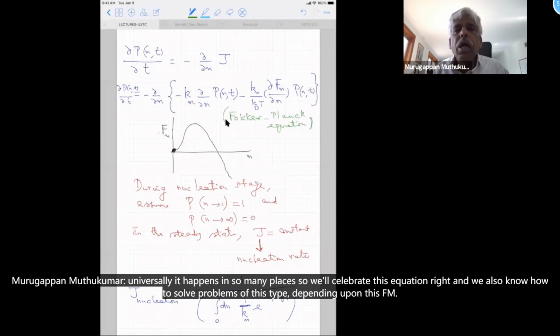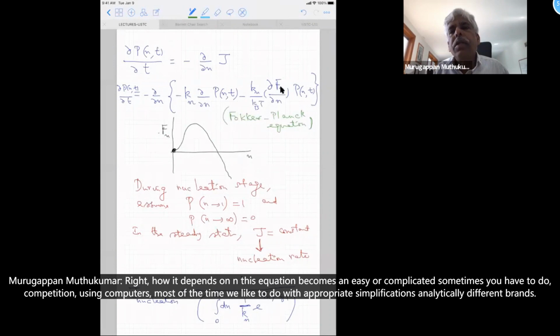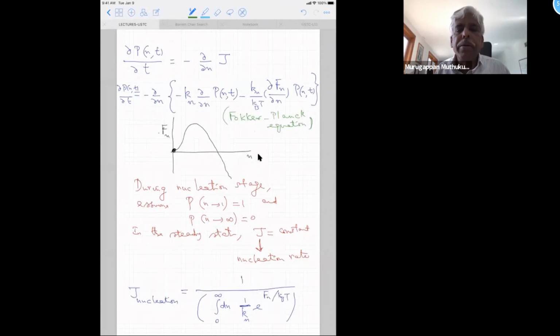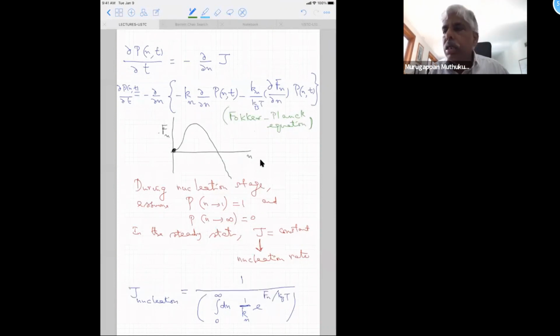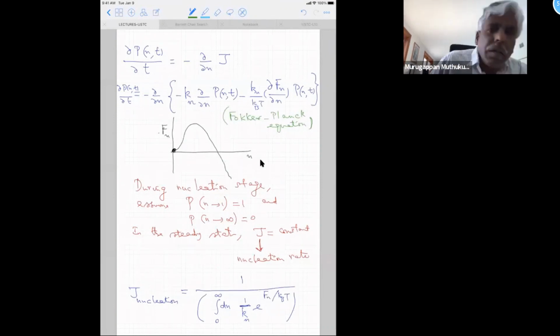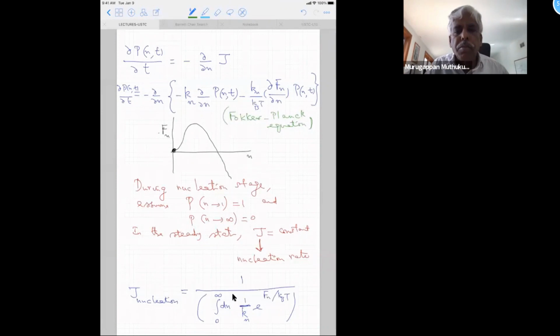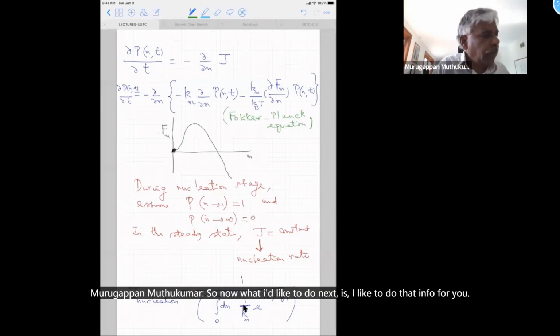We also know how to solve problems of this type, depending upon how this Fn depends upon n. This equation becomes either easy or complicated. Sometimes you have to do computation using computers. Most of the time, we like to do it with appropriate simplifications analytically, with paper and pencil. But in general, independent of the richness of Fn, what you see is this. Now what I'd like to do next is do that integral for you.